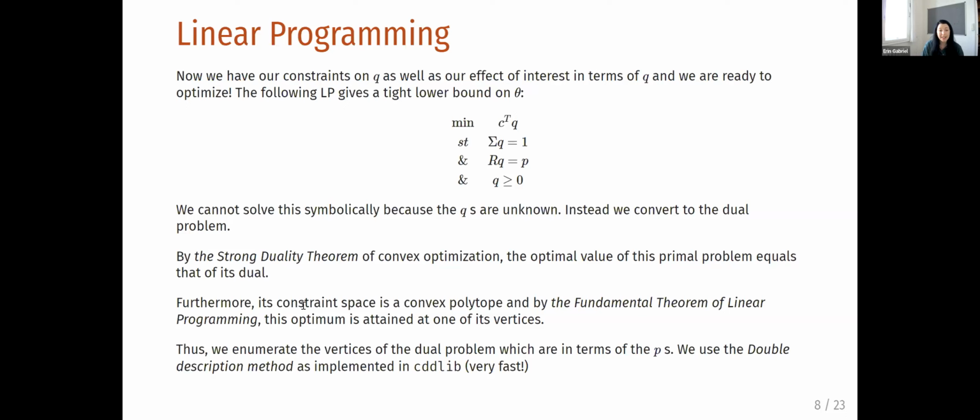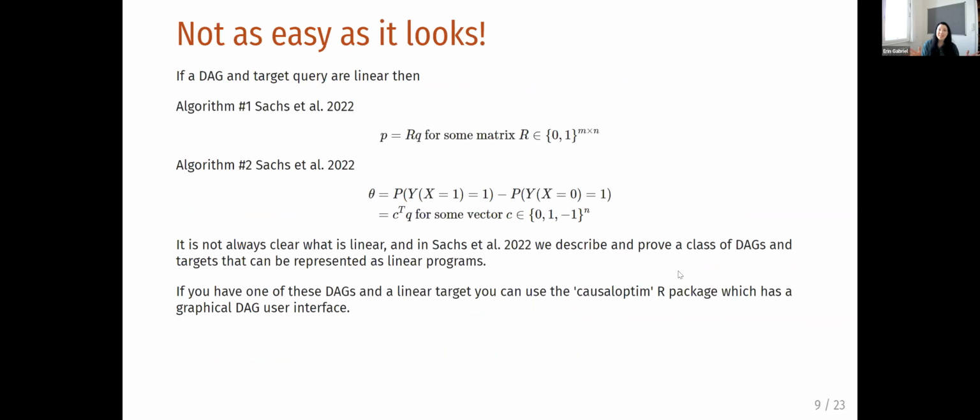And in our case, in our package that does this, we use the double description method that's implemented in the cddlib package, which is quite fast and well tested. So although it might just seem like a straightforward use of linear programming, it's really the conversion from the non-parametric structural equations, or the DAG, to these constraints that was originally the bottleneck for people using this method.